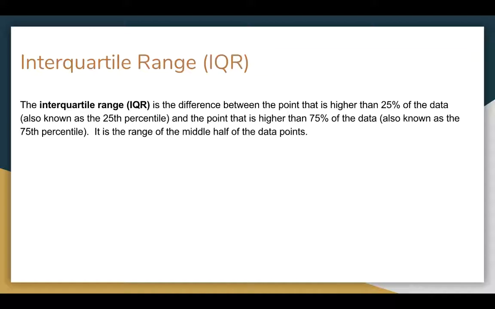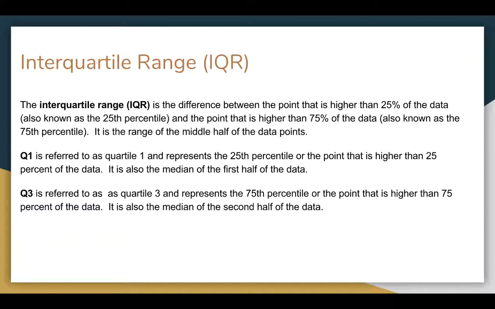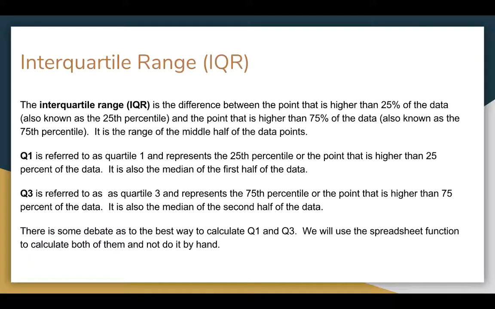So they're basically the median of the first half and the median of the last half. It is a range, but it ignores the top and the bottom quarters. Q1 is quartile 1, which is the 25th percentile. Q3 is the 75th percentile. So it's the number that's in the middle. It's actually a number.